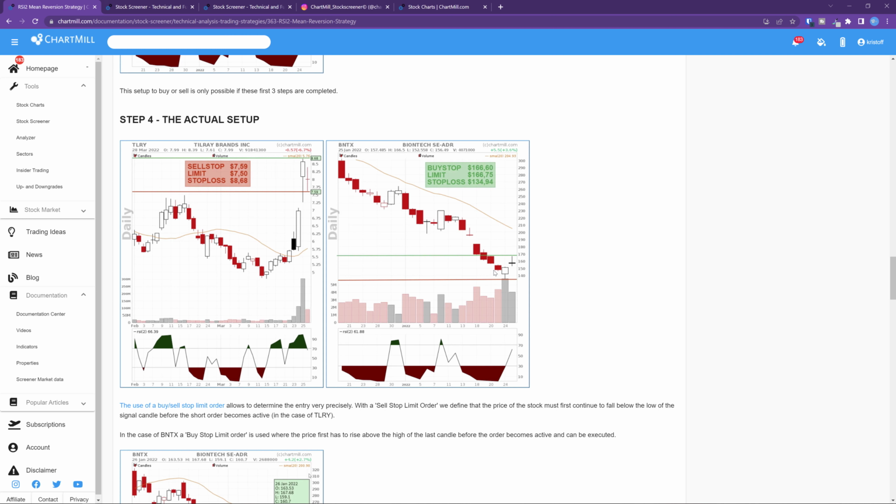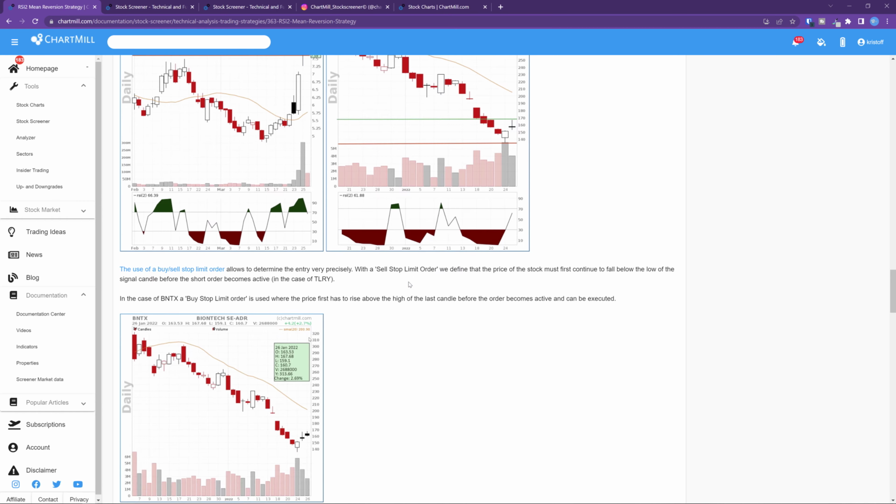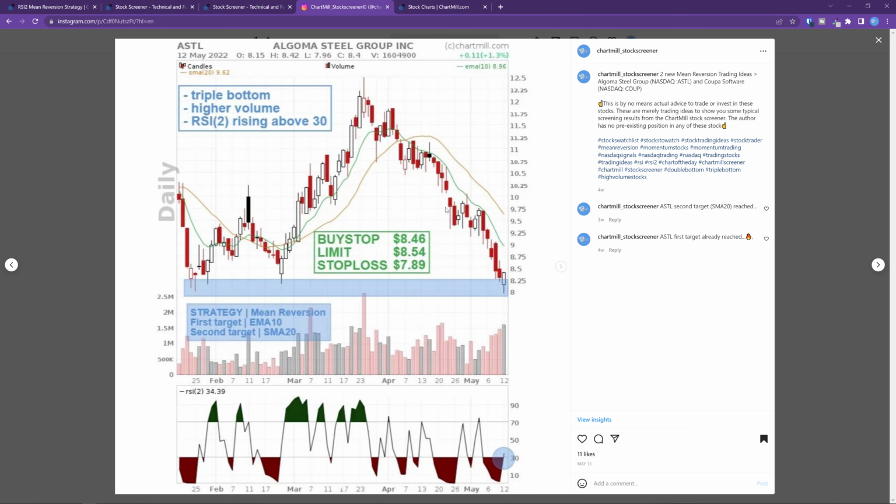So price comes down, there is a price extreme, price is far away from the descending 20 SMA. Price drops, RSI 2 drops below 10, then rises again above 30. We have a reversal signal, so the green horizontal line is the actual buy stop at 166.60 with a stop loss at 134.94. And in fact, on 12 May, I shared an actual setup before market opens, ASTL.